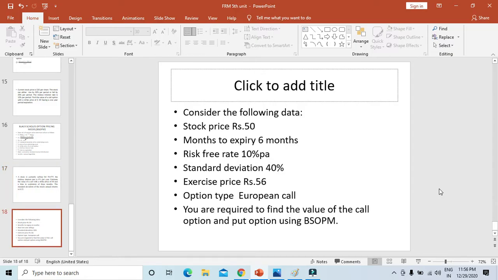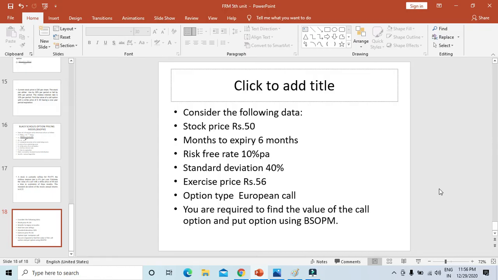Consider the following data: stock price, that is nothing but S, the current prevailing price, is 50. Months to expiry is 6 months. Risk free rate R is 10% per annum. Time to expiry T is nothing but 6 by 12. Standard deviation is 40%. Exercise price is 56 rupees. Option type is a European call. A European call will be exercised only on the maturity date. You are required to find out the value of the call option and put option using BSOPM.